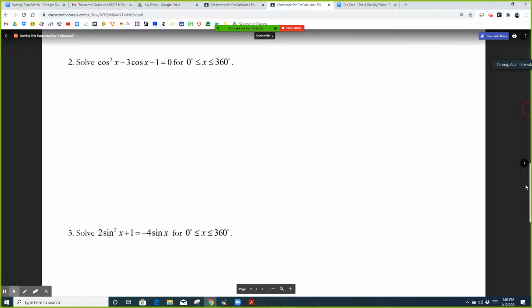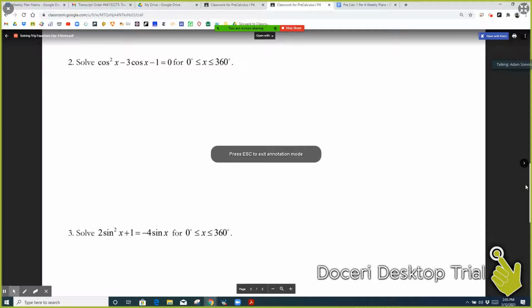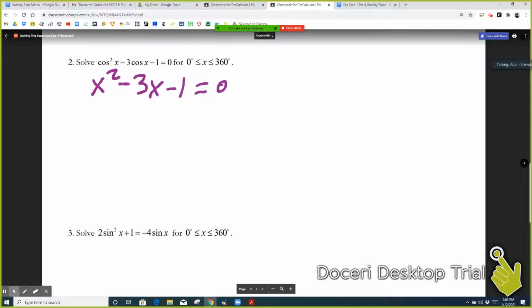Let's do another one. So for number 2, we first try to factor this, but we see that we can't factor it. Cosine squared minus 3 cosine minus 1 can't be factored, because if you looked at this as a quadratic equation, like x squared minus 3x minus 1 equals 0, you can't factor that because there aren't two numbers that multiply to -1 and add to -3. So we have to do the quadratic formula.